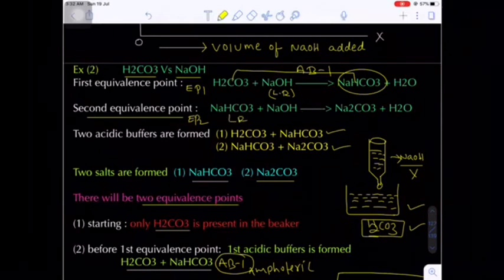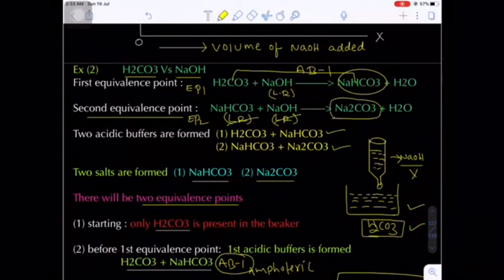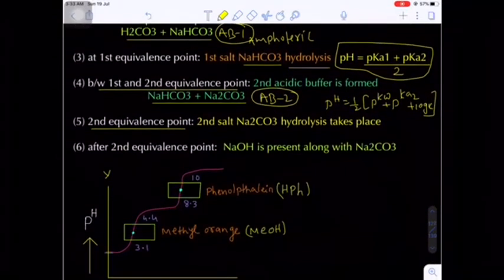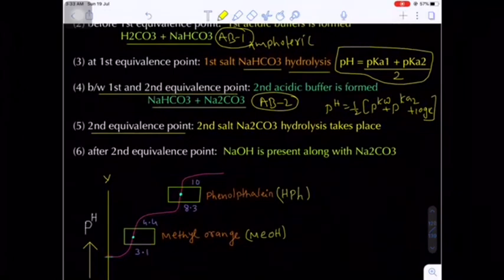Let's suppose at the second equivalent point, what happens? The acid and base will be completely consumed. That means here both the sodium bicarbonate and the sodium hydroxide are limiting reagents. Both are completely consumed. In the mixture you will get only whom? Sodium carbonate. Are you getting my point? That means at the second equivalent point you will get the second salt, which is sodium carbonate.